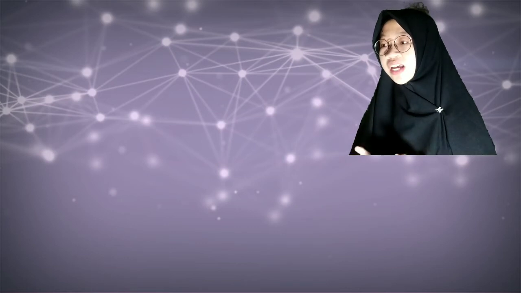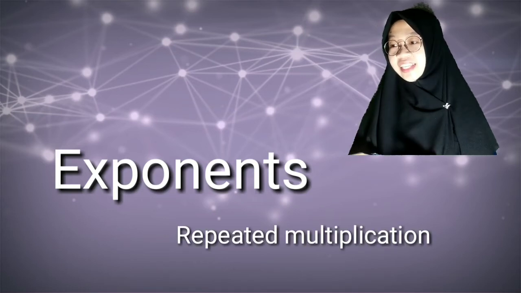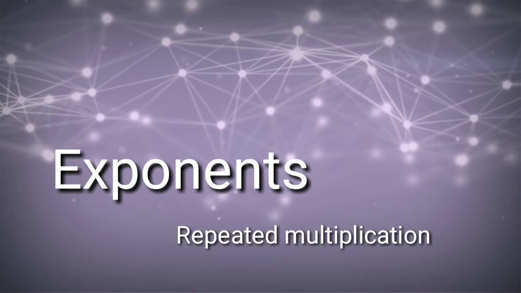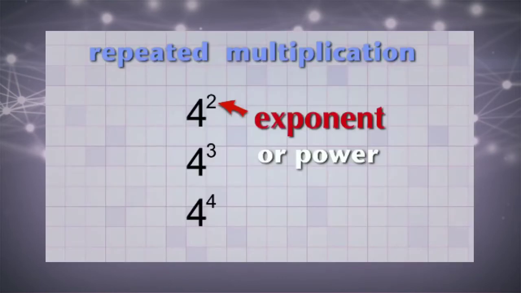Now, if you haven't seen exponents before, they are just a way of writing repeated multiplication. For example, the repeated multiplication 4 times 4 can be written in a shorter form as 4 multiplied twice, and 4 times 4 times 4 can be written as 4 multiplied 3 times, and 4 times 4 times 4 times 4 can be written as 4 multiplied 4 times. Get that idea? The small number is called the exponent or power. It just tells you how many times to multiply the bigger number together.